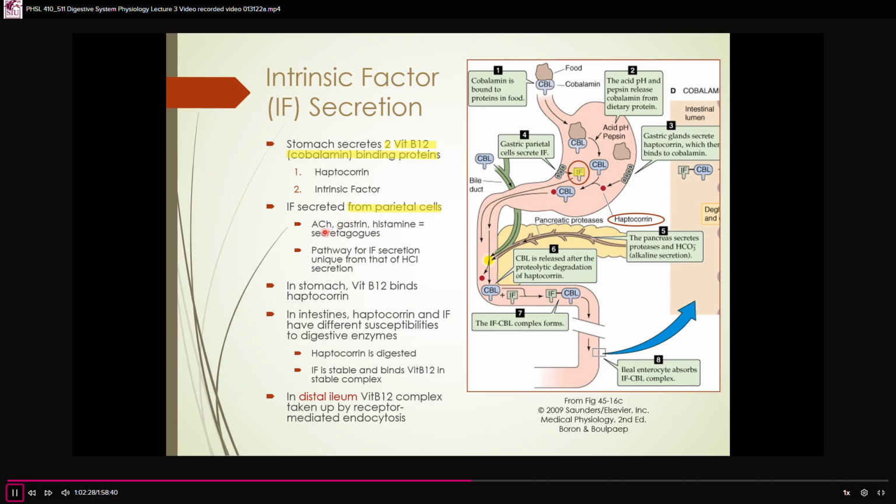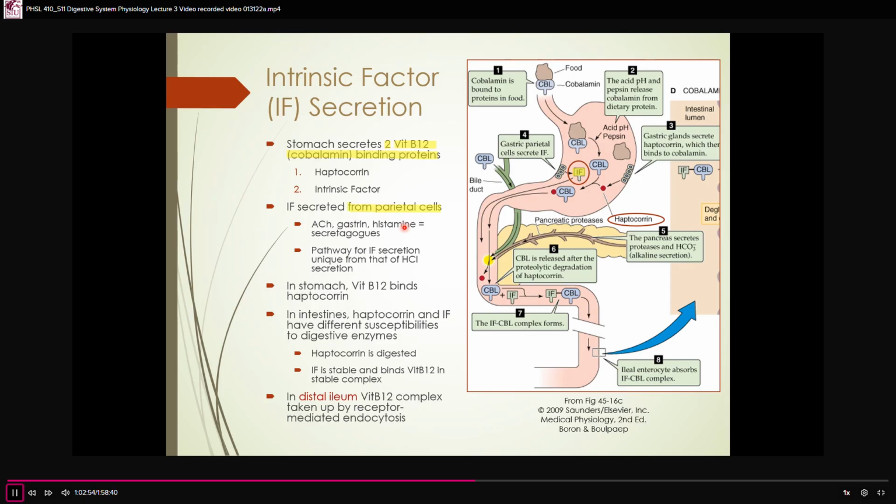parietal cells. The same sort of secretagogues that stimulate the parietal cell to release acid also stimulate it to release the intrinsic factor, but it's made differently. It's packaged in different secretory vesicles, and so you have to target those different vesicles, and the process of its actual release is separate from, but kind of parallels, that you would see for the release of acid.